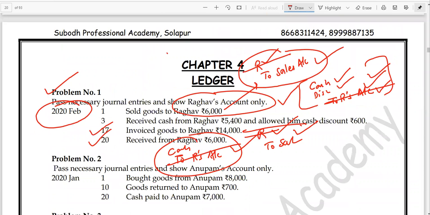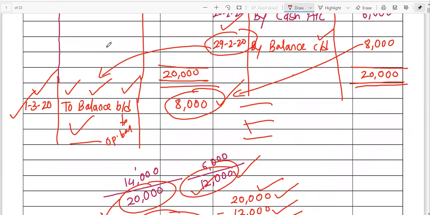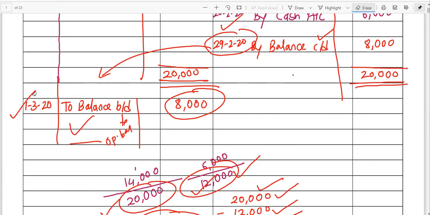Okay, but the problem has not mentioned the transactions in the month of March. So this is the solution for problem number 1. Please write it down. Please write down the balancing. Please write down the balance brought down also. Brought down means opening balance.